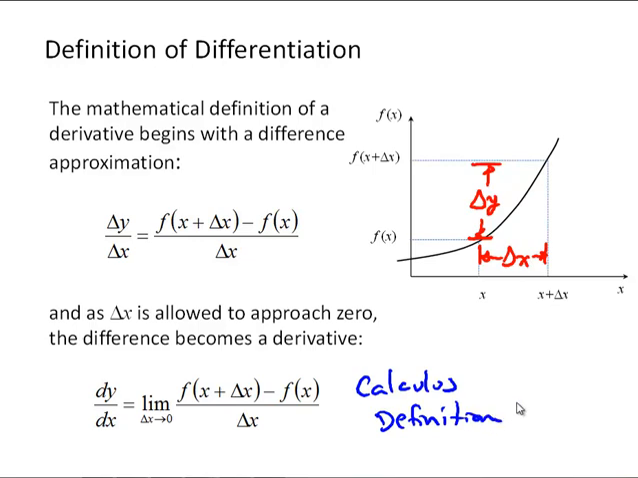And as we do that, that slope that starts out as being a secant line on the curve eventually goes to a tangent line that is the slope of the curve at that point x. So you learned in calculus how to take derivatives using various analytical techniques. And what we want to look at now is how we can take some numerical techniques to calculate a derivative.